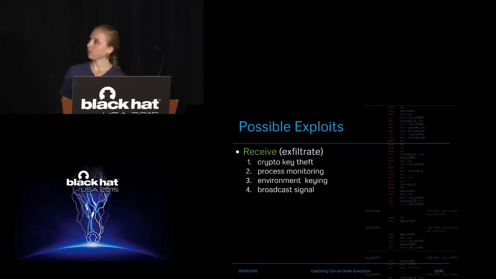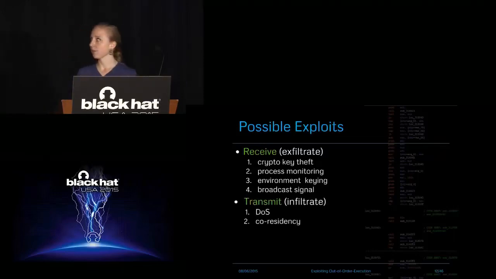So you can do things like crypto key theft. Environmental keying is also a very strong one. However, it's not actually researched a lot in academia. If you're able to reliably get specific patterns attached to one machine, one physical device, you can do things like have your malware only be deployed on certain hardware or other things like that.